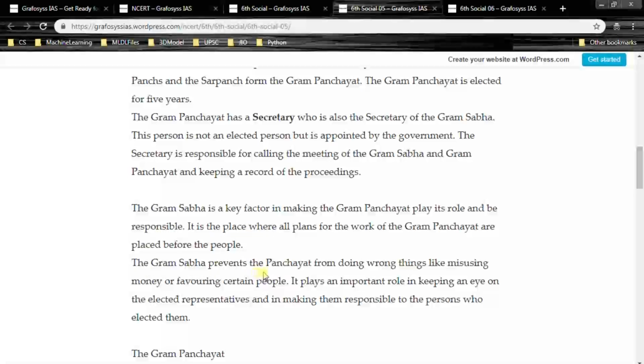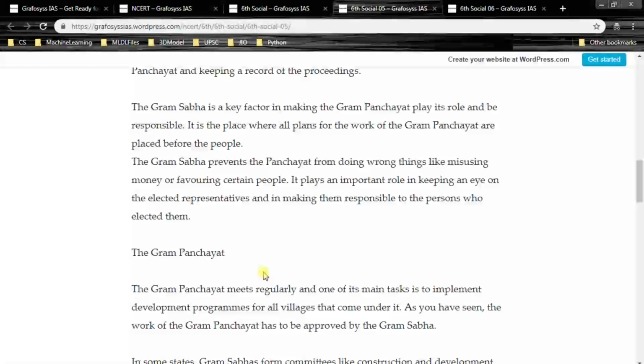The Gram Sabha prevents the Panchayat from doing wrong things like misusing money or favoring certain people. It plays an important role in keeping an eye on the elected representatives and in making them responsible to the persons who elected them. So the meeting prevents the Panchayat from misusing money or favoring certain people.